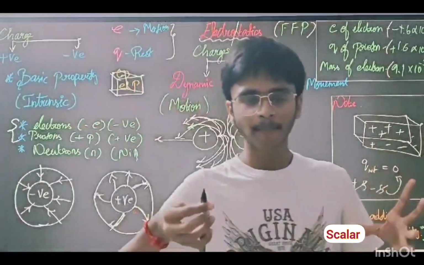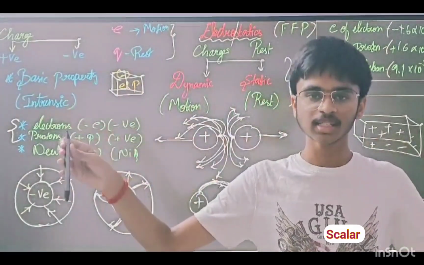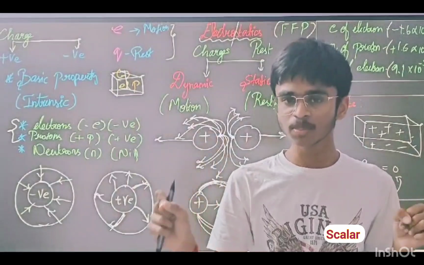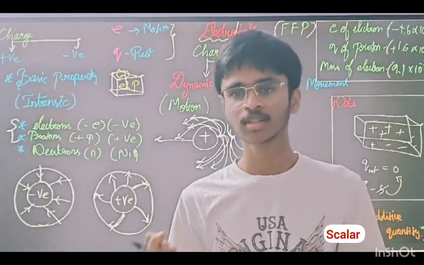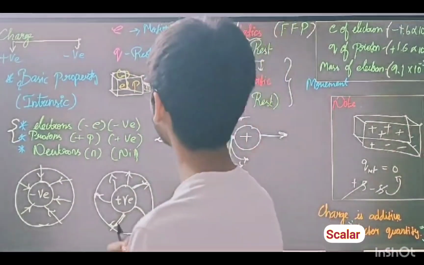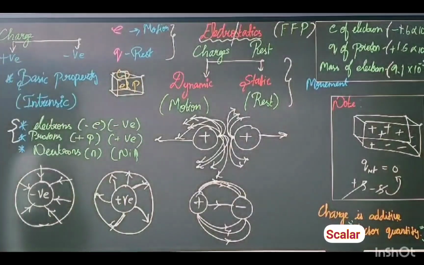And that will not happen if their distance is very high, because the pulling force is inversely proportional to the square of the radius or square of the distance. It is known as the inverse square law. In Coulomb's law, we will be studying about it.